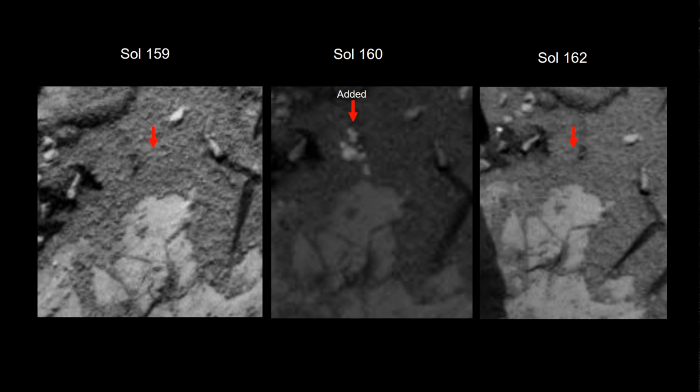In these even closer views, it is apparent that a small grouping of rocks appeared on Sol 160 that were not there the day before on Sol 159, and then were removed by Sol 162.